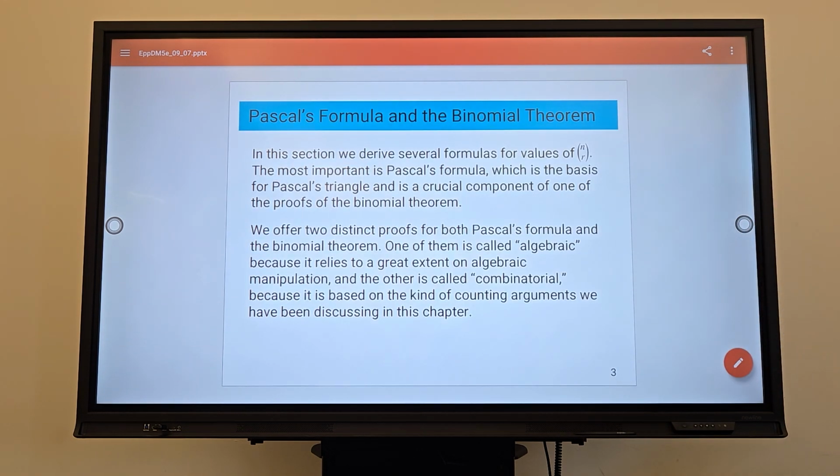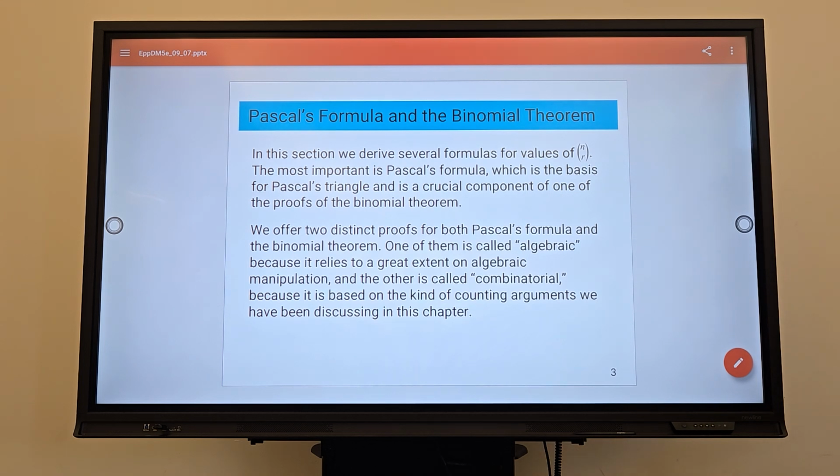In this section, we'll derive several formulas for values of n choose r. The most important is Pascal's formula, which is the basis for Pascal's triangle and is a crucial component of one of the proofs of the binomial theorem. We offer two distinct proofs for both Pascal's formula and the binomial theorem.